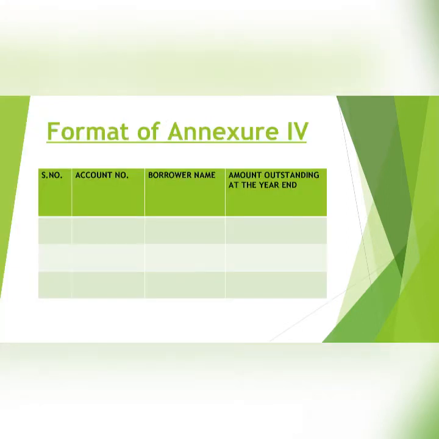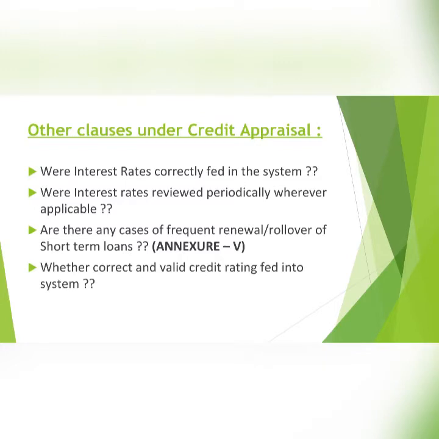We can also cross-check this with the branch manager. If there are any such cases found, then those are to be reported in Annexure 4. Further in this point, it asks about the interest rates. In our test check, we can compare the rates mentioned in the sanction letter with the rates in jotting report. This can help us to know that the rates are correctly fed in the system or not.